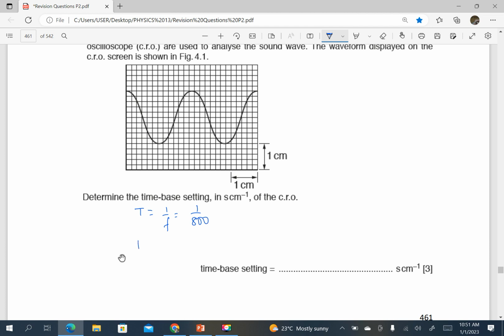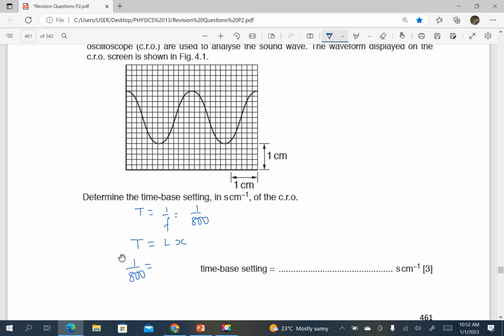But like I said, my students always prefer to use T equals L times X, where T is the period, L is the length representing one cycle on the screen or on the display, and X is the time-base setting. So we now know T. All we need is L. So T is 1 over 800, equal to L times X. Let's find L.